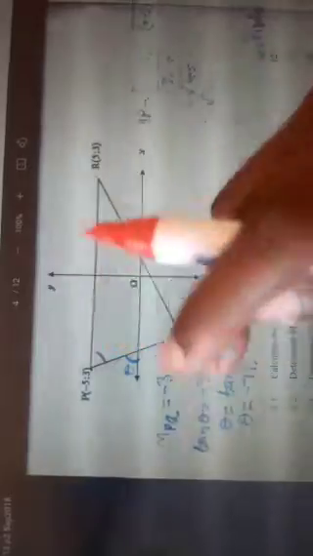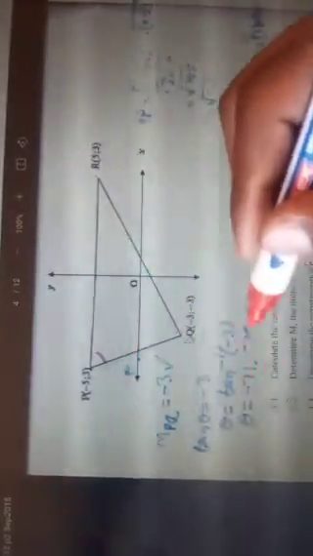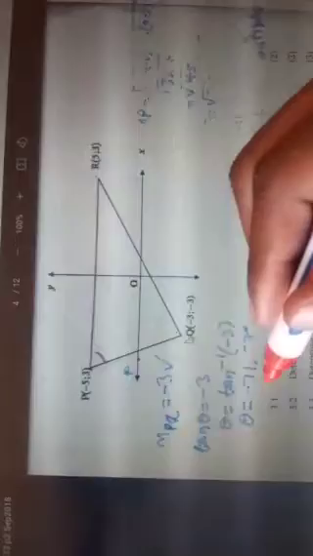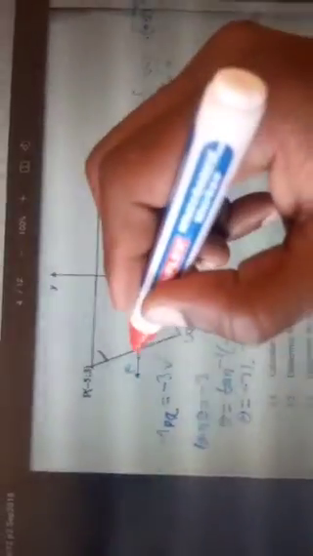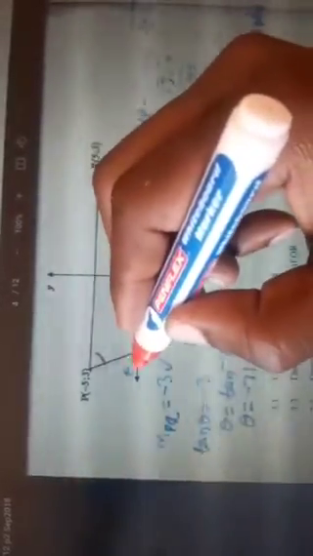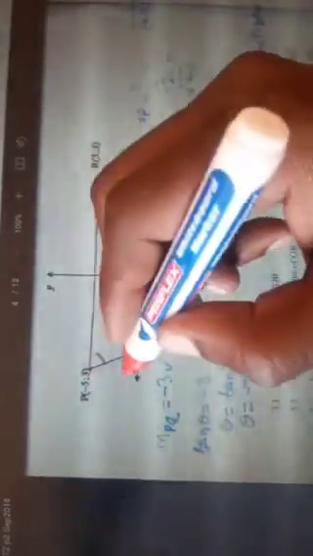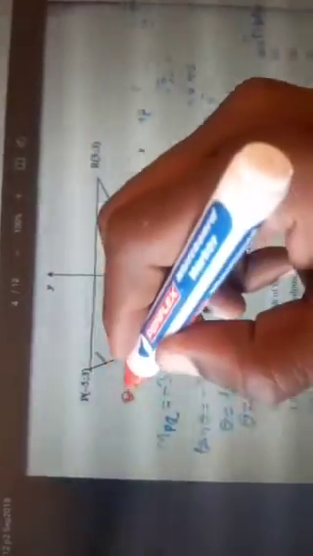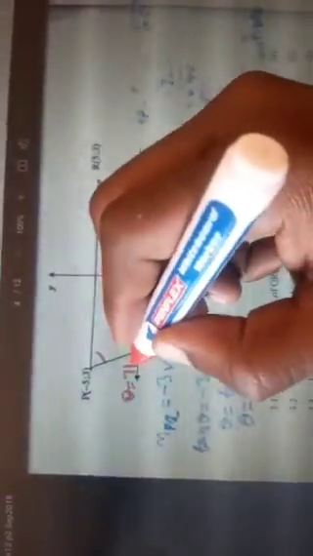Now this angle, because it's negative, is in a clockwise direction. If they are looking for the inclination, we will say 180 minus this angle, to get the angle on this side. But for now we are happy because we are looking for the angle on this side. So this theta equals 71.57. That is this angle.